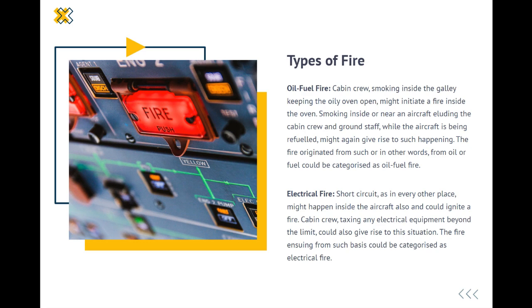Electrical fire. Short circuit, as in every other place, might happen inside the aircraft also, and could ignite a fire. Cabin crew, taxing any electrical equipment beyond the limit, could also give rise to this situation. The fire ensuing from such basis could be categorized as electrical fire.